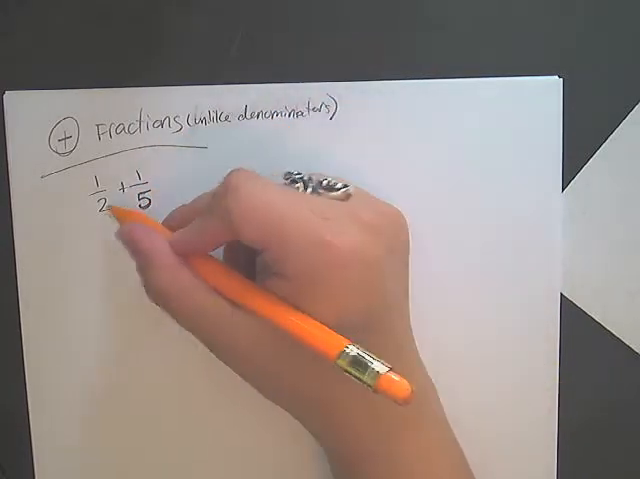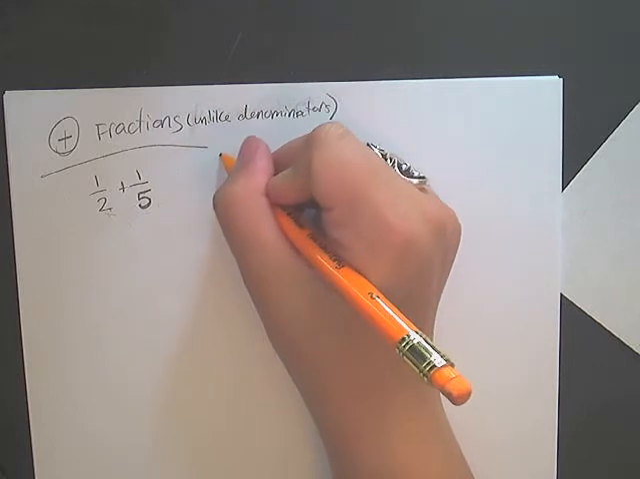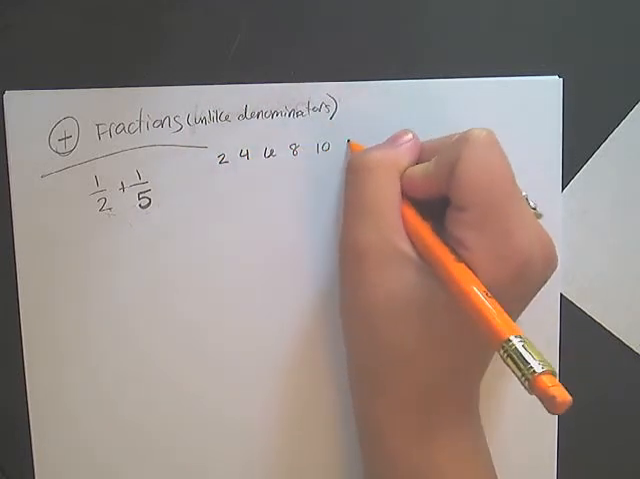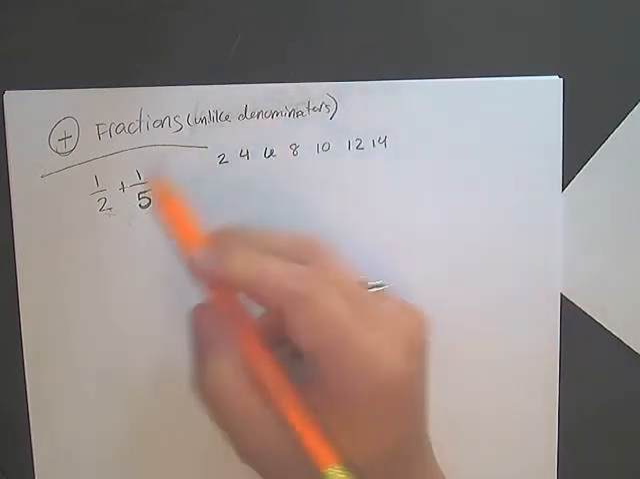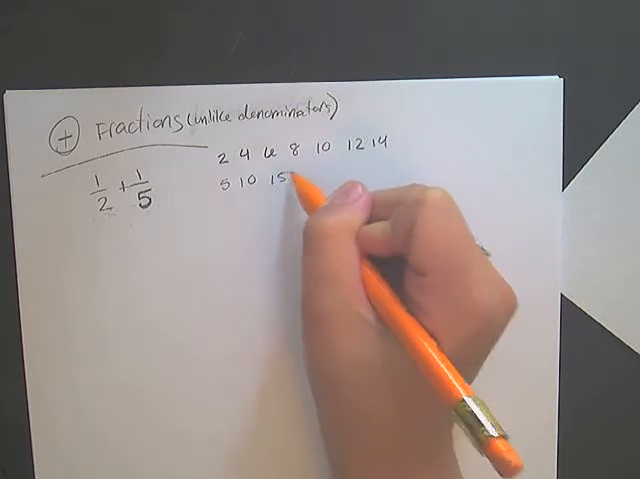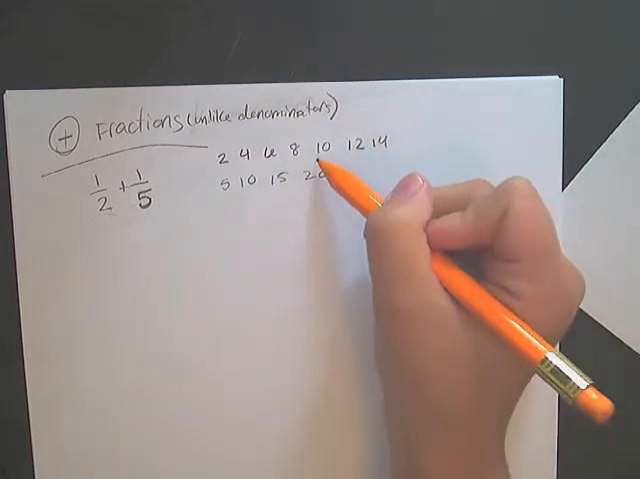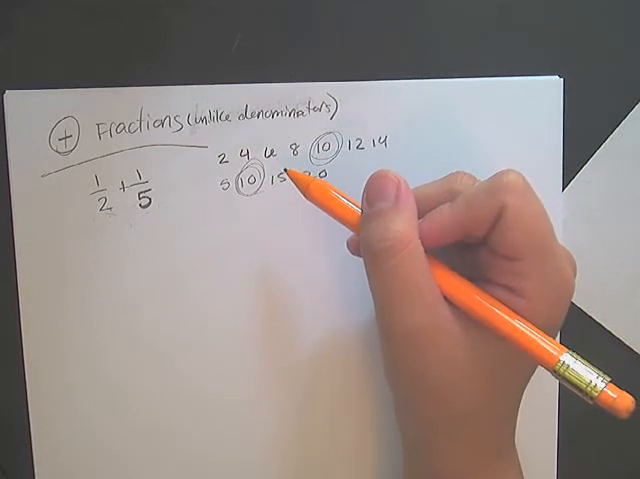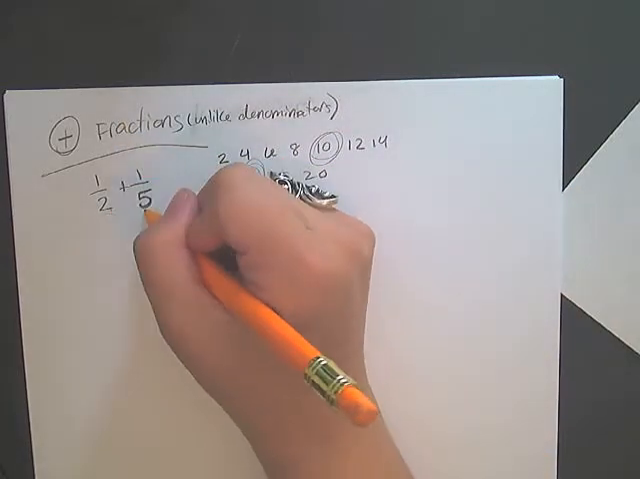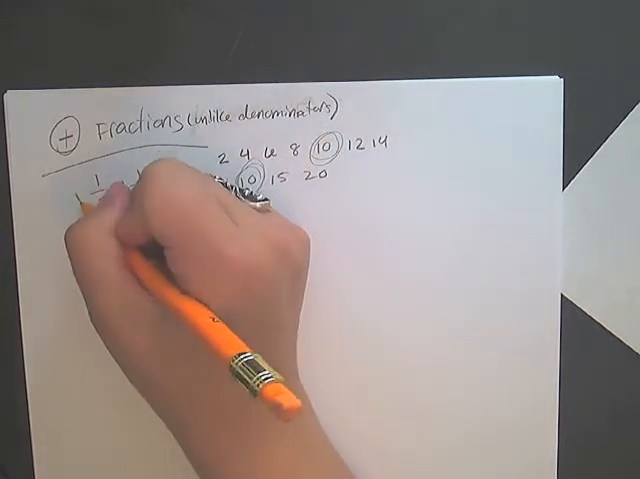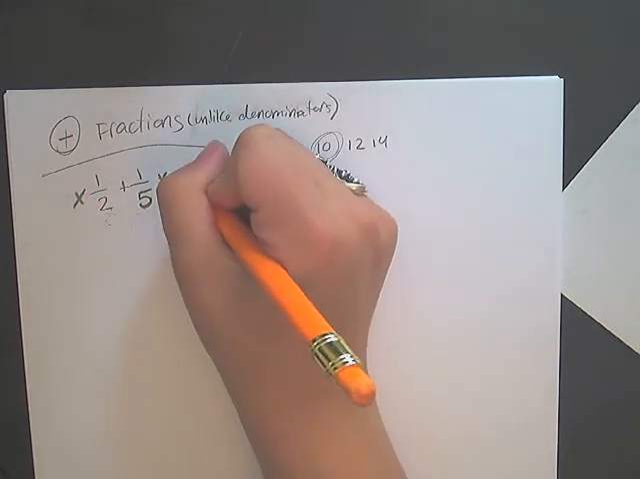Let's count our multiples of 2. So we have 2, 4, 6, 8, 10, 12, 14. We'll stop right there. Let's count 5. So we have 5, 10, 15, 20. All right, we can stop because I already see we have a least common denominator, which is going to be 10. So we're going to make sure these both end up to be 10. So our new denominators are going to be 10.